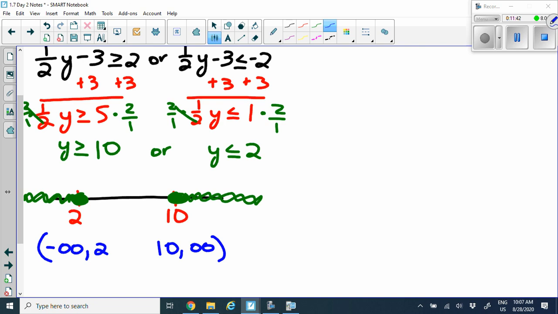Now, for the 2 and 10, do we use parentheses or brackets? Hopefully you said brackets because we have closed circles, which means we have an equal bar. What's the last thing we need to put here? It is a union sign.